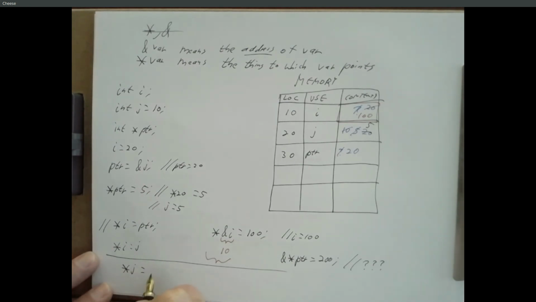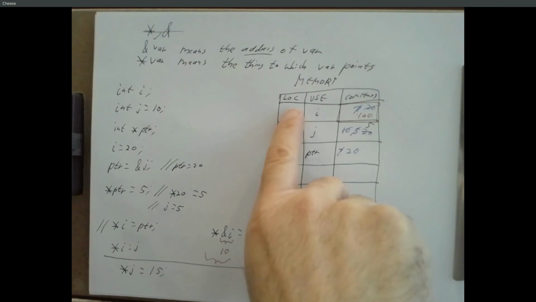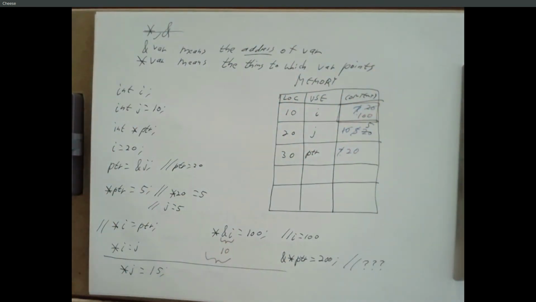star j equals 15. So what is this asking the system to do? Go to the address 5. Say again? Go to the address, is it 5 now? Yeah, j is equal to 5. So go to the address 5 and change the contents at address 5 to 15. Right, so go to address 5, which is somewhere up here, and change the contents to a 15.